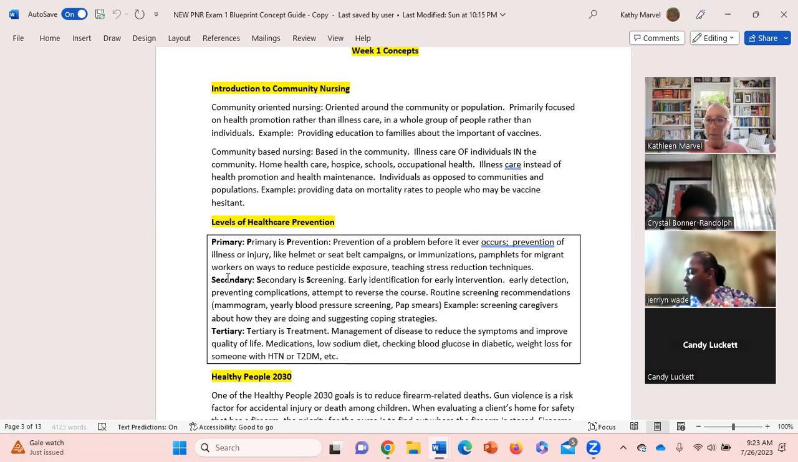Let's stay with obesity. Let's say you've been diagnosed with obesity. We're at the tertiary level. Well, education happens there too, because what are we trying to do? We're trying to teach them how to manage the disease, reduce the symptoms, improve the quality of life. So my point is education happens at all three levels. Don't get caught up with education just being a primary intervention. Does that make sense?